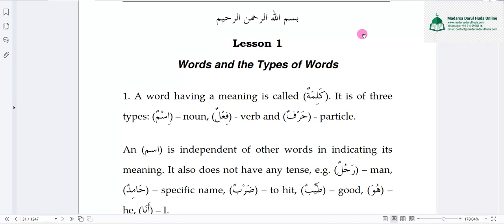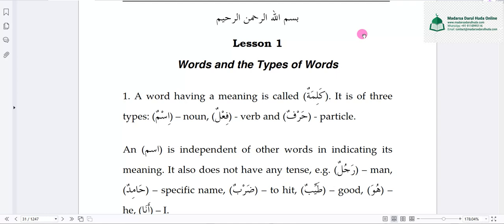So let's start. Lesson 1, words and the types of word. As we already know, in the Arabic language there are 3 words which make the complete Arabic language. One is ism, another one is fail, and the last one is harf. So today we are going to learn about the words, that means ism, fail and harf, and their types.